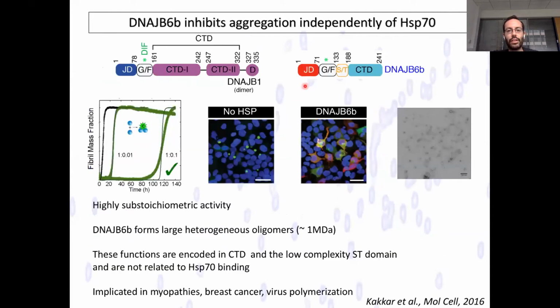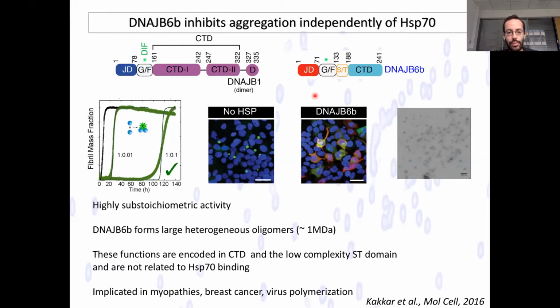Okay, so when we started this project, instead of focusing on this canonical isoform DNAJB1, we decided to use a different HP40, which is called DNAJB6. It has the J domain in the beginning, then the glycine phenylalanine linker. We only have one C-terminal domain instead of two, and we don't have the dimerization helix. What that causes is that the protein is not a dimer anymore. It forms a pool of heterogeneous oligomers, as you can see here. And we also get another low complexity domain just before the C-terminal domain.